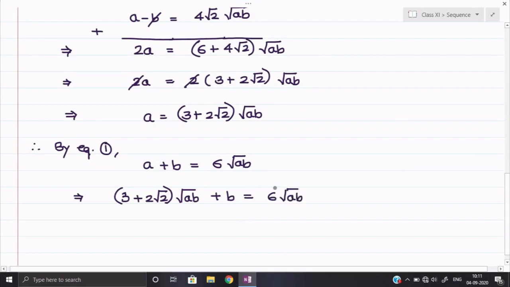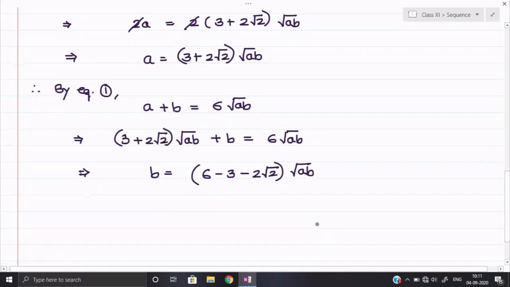Okay, now that whole value we can send onto that side and take the root of AB common. So B will be equal to 6 minus 3 minus 2 under root of 2 will remain, and root of AB we can take common. Okay, now for the 6 minus 3, how much would it be? 6 minus 3 will be equal to 3. So B will be equal to 3 minus 2 under root of 2 into under root of AB. Okay, this is our value of B.